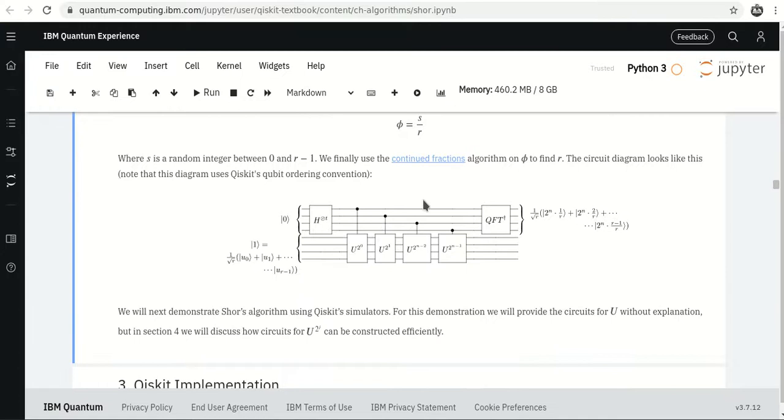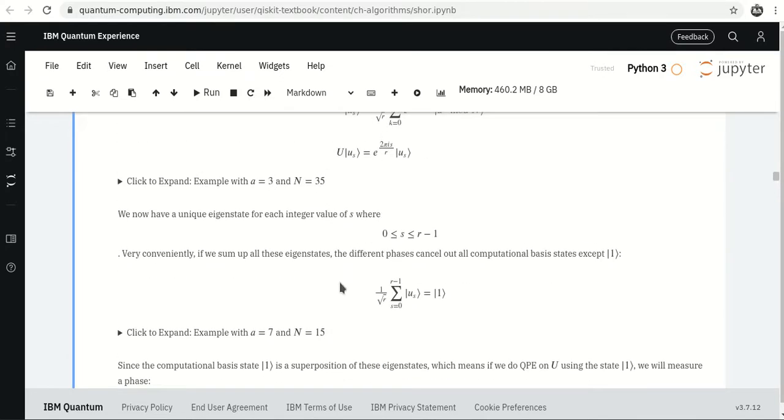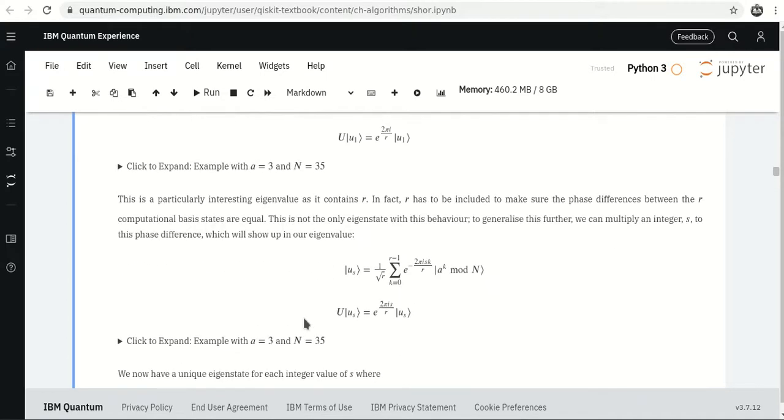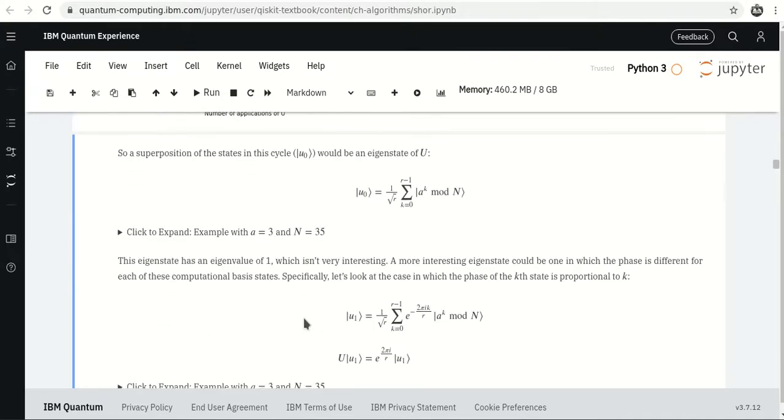Now we just use the quantum phase estimation algorithm. This is the quantum phase estimation circuit we used earlier. Since the computational basis state is a superposition of these eigenstates, QPE will give us a measure of phase. This is a basic operation.